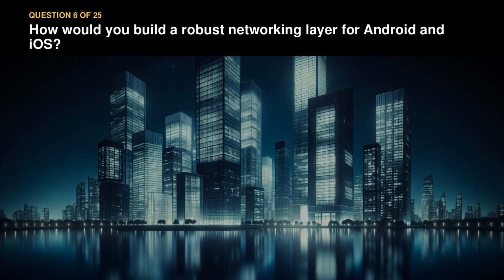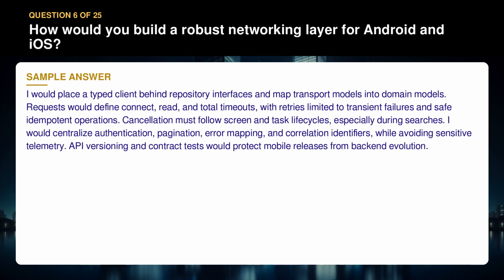Question 6. How would you build a robust networking layer for Android and iOS? I would place a typed client behind repository interfaces and map transport models into domain models. Requests would define connect, read, and total timeouts, with retries limited to transient failures and safe idempotent operations. Cancellation must follow screen and task lifecycles, especially during searches. I would centralize authentication, pagination, error mapping, and correlation identifiers, while avoiding sensitive telemetry.